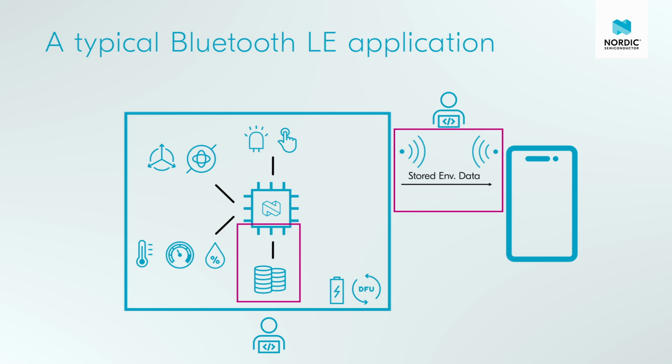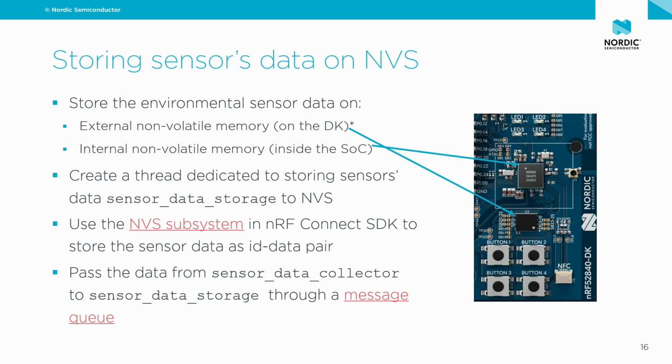This memory can be the internal non-volatile memory of the SoC, whether it's flash or RAM, or an external memory device connected to the SoC via SPI or QSPI. Basically, we'll cover both external and internal memory. So we will create a dedicated thread for storing the environmental sensor readings in non-volatile memory, as you will see in a bit in VS Code. We will call this thread Sensor Data Storage.